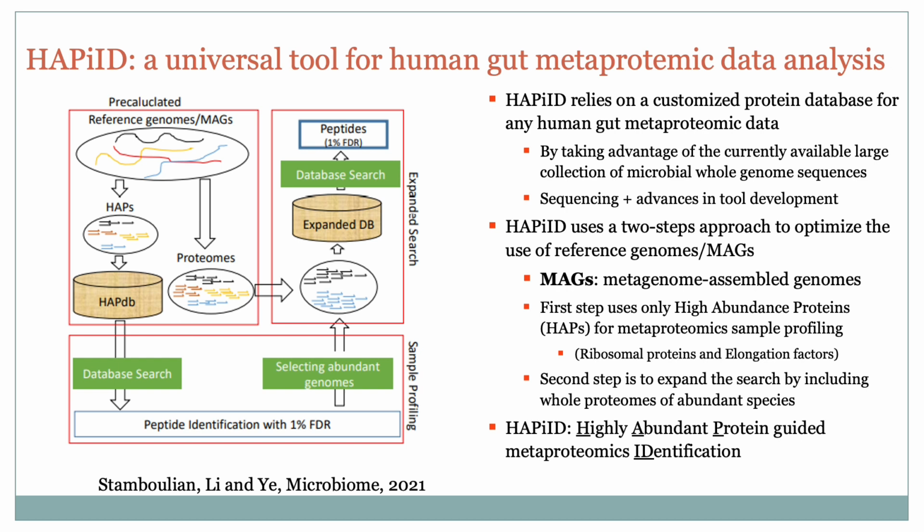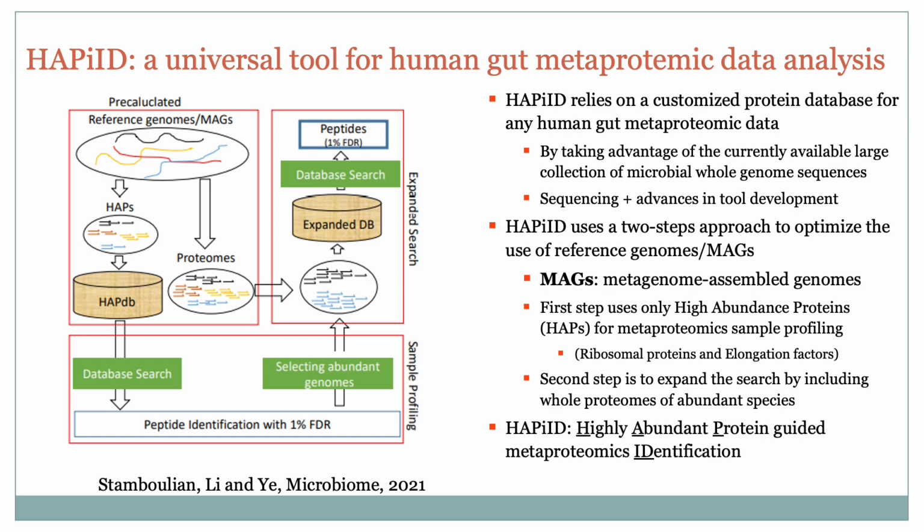Because of those reasons, we developed HiTSeq, which uses a two-step approach to optimize the use of reference genomes or metagenome assembled genomes. The first step is to simply search the experimental spectrum against the theoretical spectrum from high abundance proteins, so that the search database is small. From the search results, we can decide what species we need to include for the expanded database search, which includes all the proteins encoded by those selected genomes.